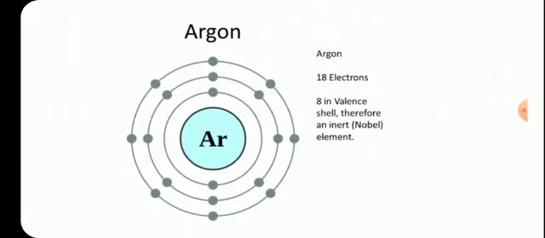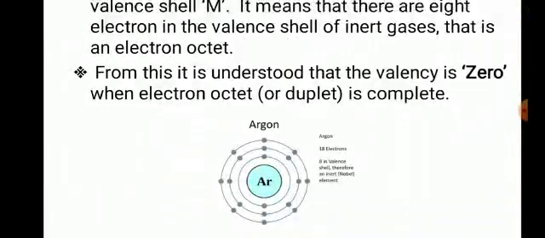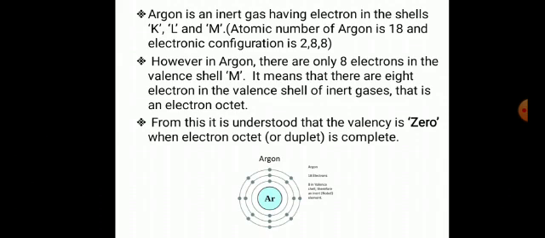Here is the diagram of the atom of argon. There are 18 electrons present and they are to be distributed this way. K shell has 2 electrons, L shell contains 8 electrons, and the last valence shell, M shell, also contains 8 electrons. So the valence shell is completely filled, and therefore argon has an electron octet, and valency of an electron octet or electron duplet is 0.